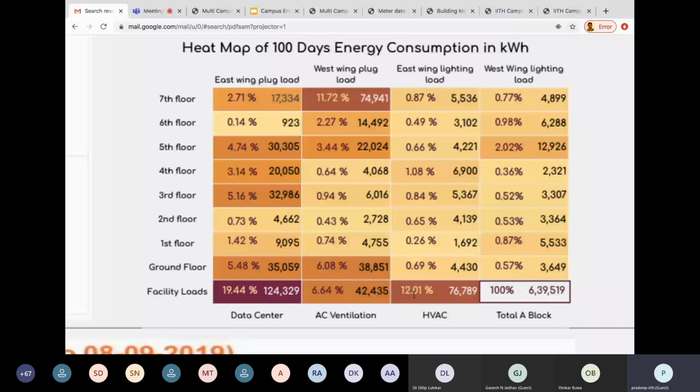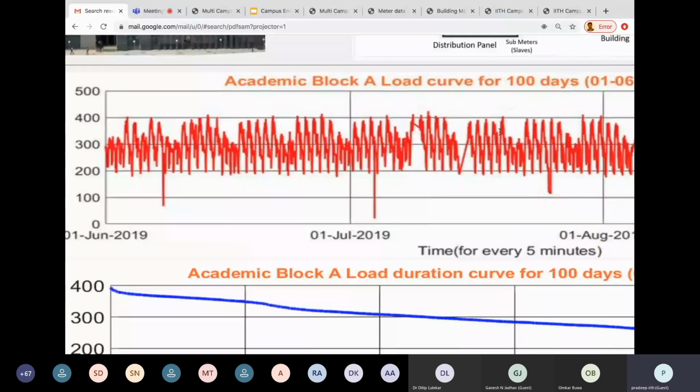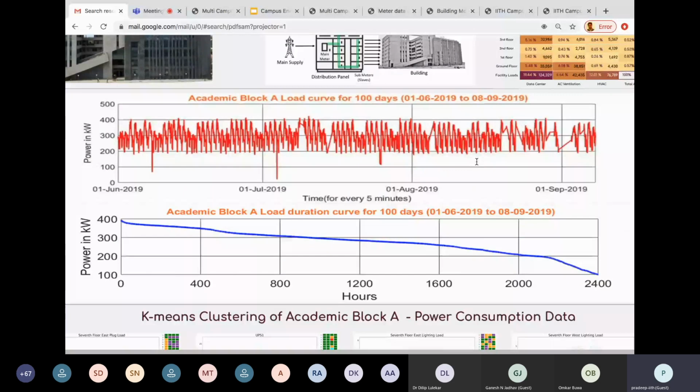Now, if I go down, this is the 100 days load curve. Immediately you can see the weekly pattern, the red color line that you see, and the daily pattern. Then the 100 days load duration curve is the second one. The difference between the load curve and the load duration curve is that the load curve is time versus power, whereas the load duration curve is the duration of this power versus the power.